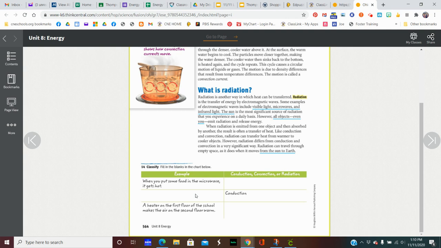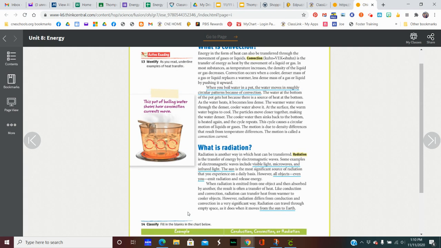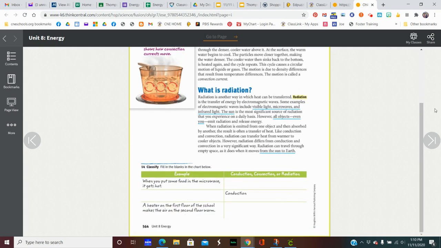Say you put a heating pad on your neck or something, that would be conduction. Anything through direct contact. The heater moving from the first floor to the second floor, got that movement of air, that would be convection. All right.